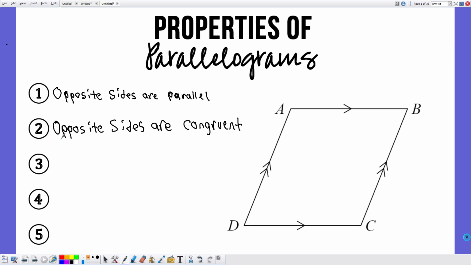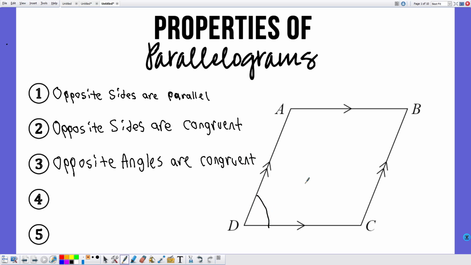In addition to that, angles, we're going to talk about opposite angles are congruent. So that would be like angle D and angle B. They'd be congruent to each other, have the same exact measure. And angle A and angle C would have the same measure. Very cool.